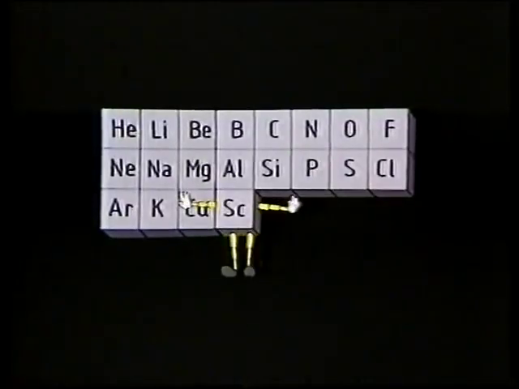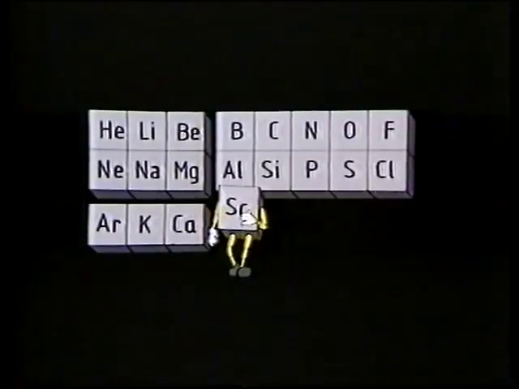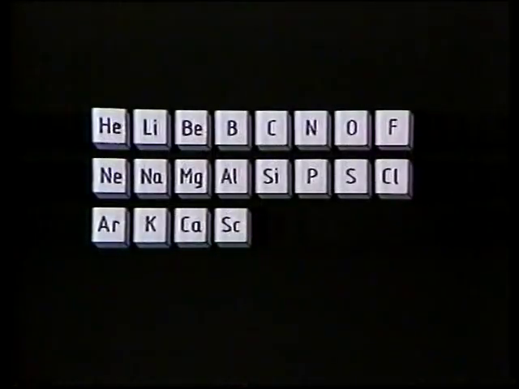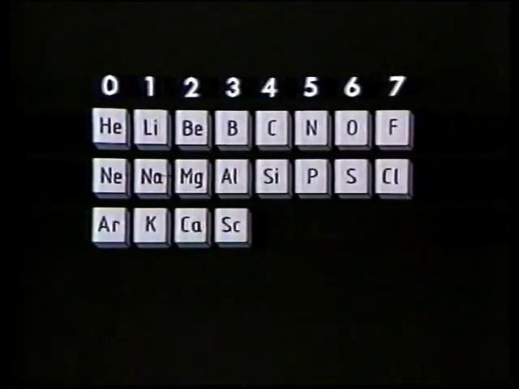The vertical columns of this arrangement are called groups, and the horizontal rows are called periods. What we have here are the beginnings of a periodic table. The groups are numbered from 0 up to 7. The most important thing to remember about the periodic table is that the groups contain elements which resemble each other.